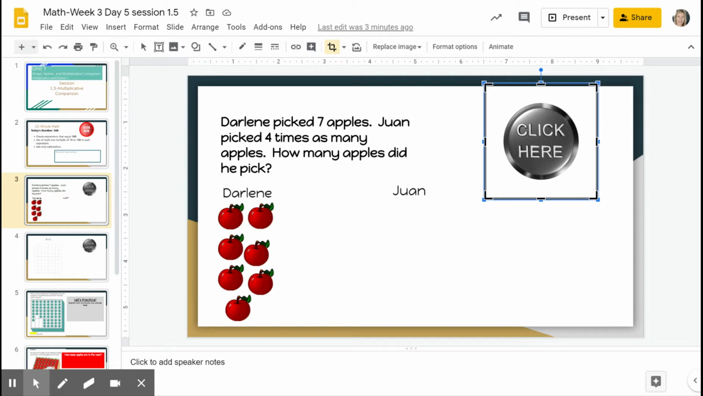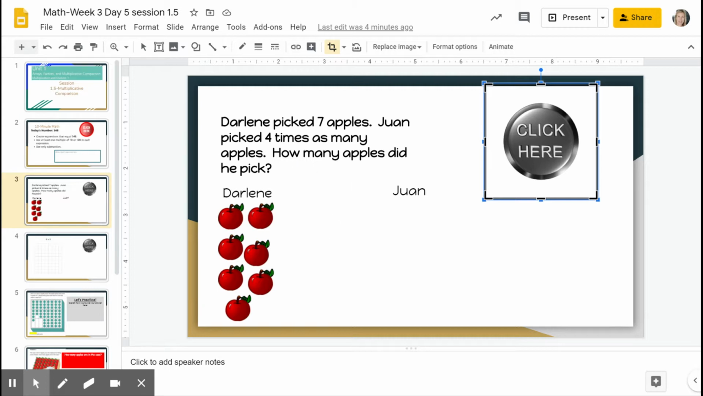Here is a word problem that has a multiplicative comparison. Darlene picked 7 apples. So you can see her 7 apples right here. Juan picked 4 times as many apples. How many apples did he pick? So I went ahead and put the apples for Darlene because it's given to us in the problem. She picked 7. So now we need to solve the problem. Juan picked 4 times as many as this.